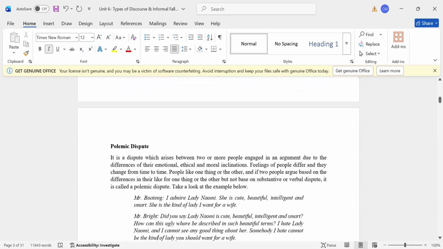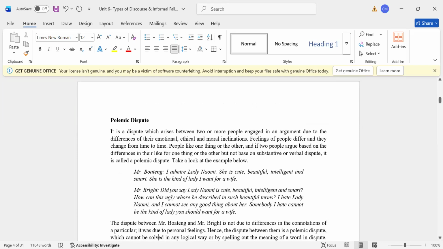And then we have polemic dispute. What is a polemic dispute? This is a dispute about your idiosyncrasies, about your biases, your likes and dislikes. We are different people. We have different ways of looking at things. Different things we like and different things we do not like. Our feelings, our likes and dislikes can never be the same.